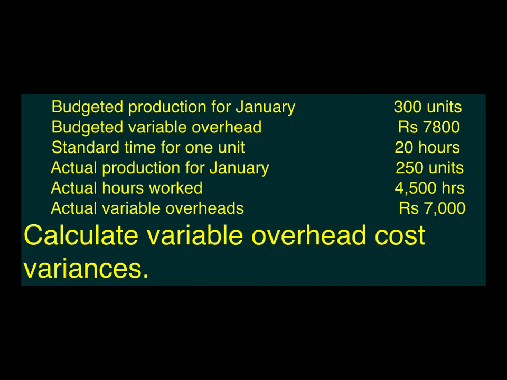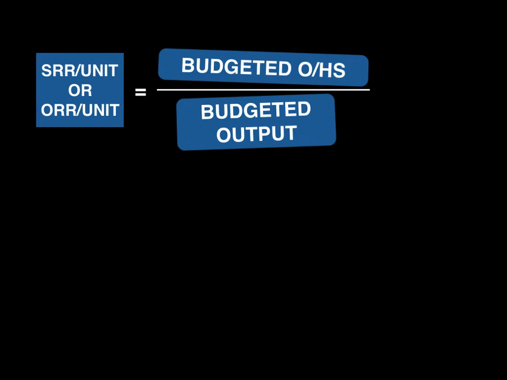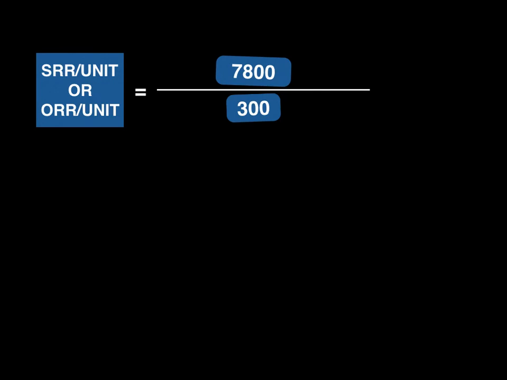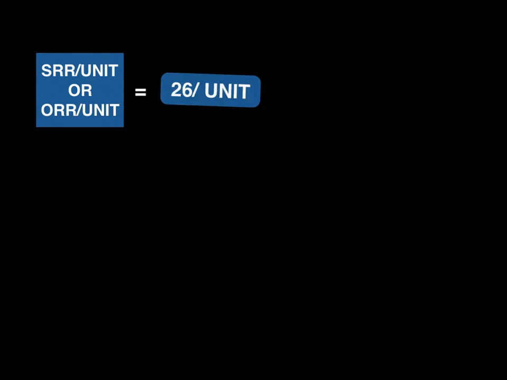Next, actual production is given as 250 units. Actual hours worked is given as 4,500 hours. Actual variable overheads is also given. We are required to calculate the overhead cost variances. So let's go. First of all, we will calculate the basic details, SRR per unit. For that, budgeted overheads divided by the budgeted output. Budgeted overheads is given as 7,800. Budgeted output is 300. So it will be 7,800 upon 300, that is 26 per unit, right?